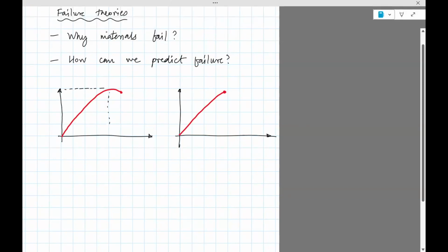One is a ductile material, and it shows this curve I've shown on the left. There's a point called the ultimate strength. There is a point where yielding occurs. And then there's a point where failure occurs. Okay, this is for a ductile material.